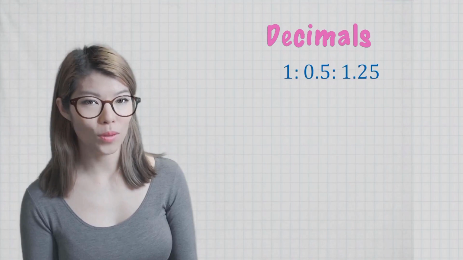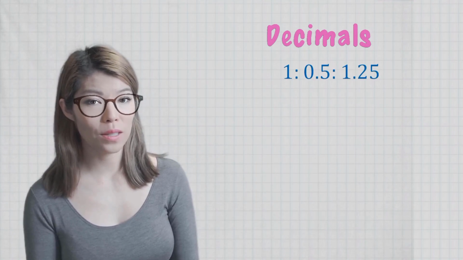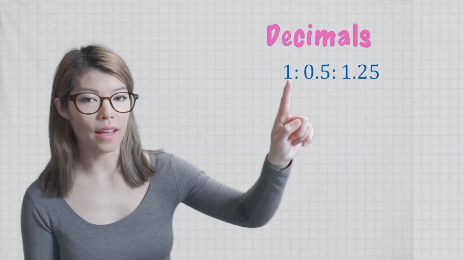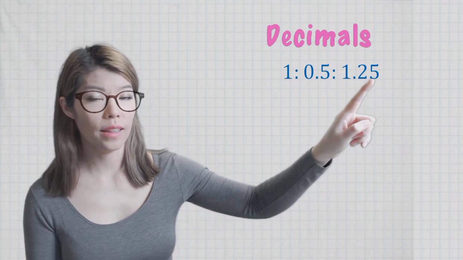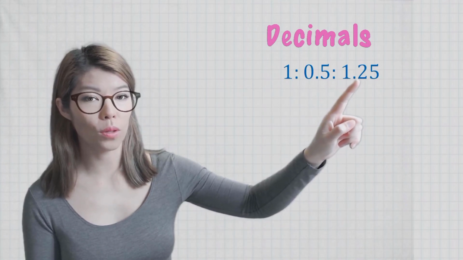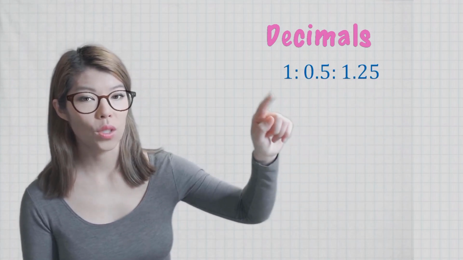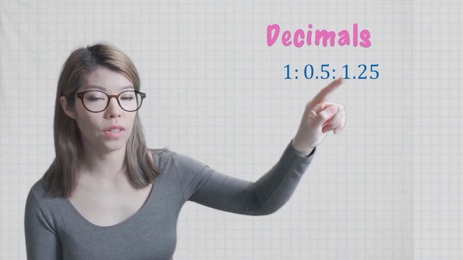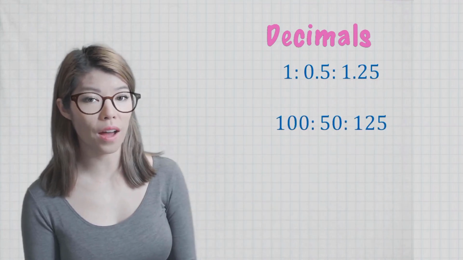What about decimals? What if I had 1 to 0.5 to 1.25? The easiest way to get rid of decimals is to look at how many decimal places each of the numbers have. Well, this one has none, the 0.5 has 1, and the 1.25 has 2. In that case, we multiply all the numbers by the same value, and in this case, we're going to multiply by 100 so that we move the decimal point twice to the right. So 1 times 100 is 100. 0.5 times 100, moving the decimal point twice, gives 50. And 1.25 times 100, moving the decimal point twice again, is 125.